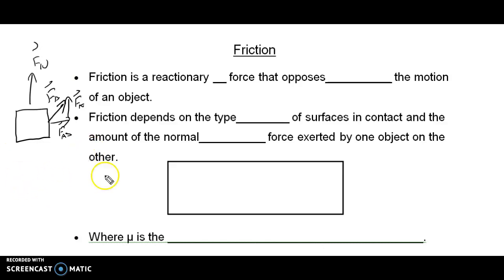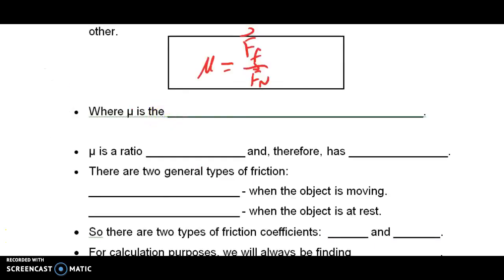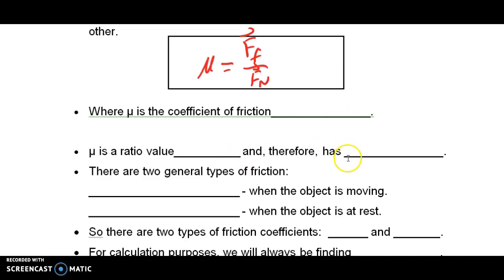Anyways, when we're looking at what our formula is, we have the symbol of mu. Now, the formula is mu is equal to force of friction divided by force normal. Now, mu is known as the coefficient of friction. Because we're dividing force of friction by force normal, mu ends up becoming a ratio value. And because it's newtons divided by newtons, it therefore has no units.